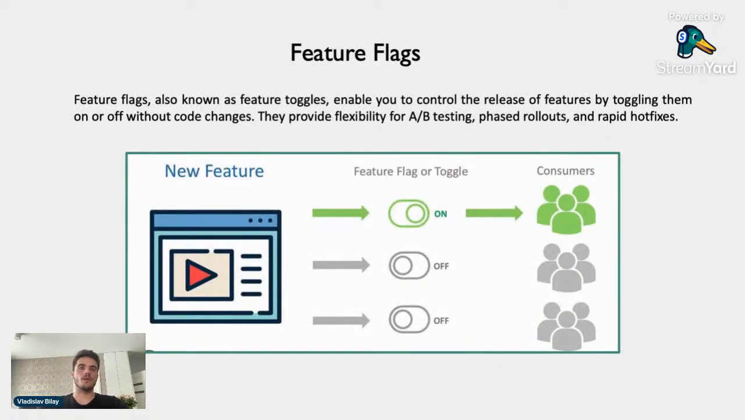Feature flags. Feature flags, also known as feature toggles, enable you to control the release of features by toggling them on or off without code changes. They provide flexibility for alpha and beta testing, phased rollouts, and quick hotfixes. LaunchDarkly is a dedicated feature flag management platform. Organizations like Atlassian and Microsoft use it to release new features selectively, monitor their performance, and make data-driven decisions about whether to keep, improve, or disable them.